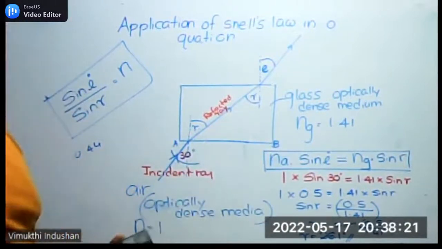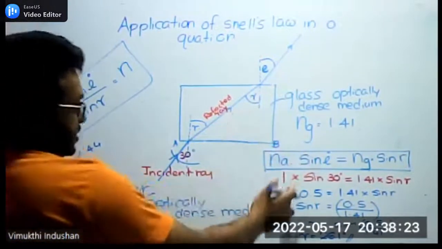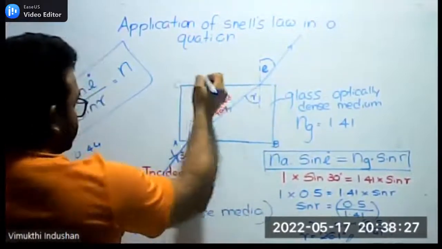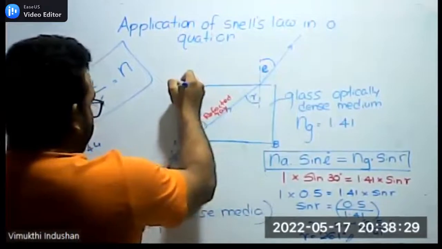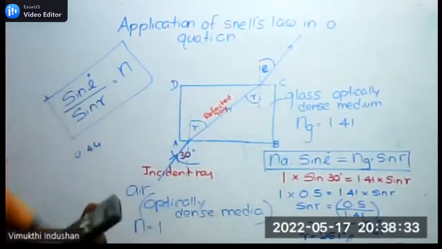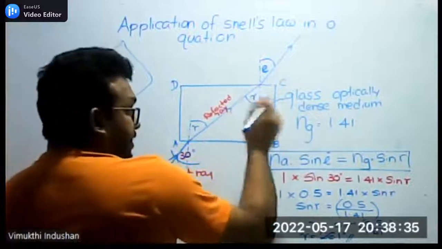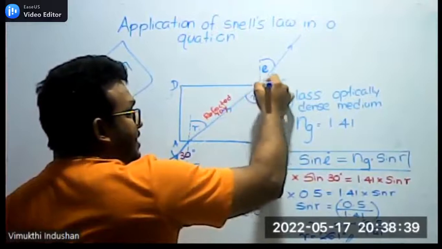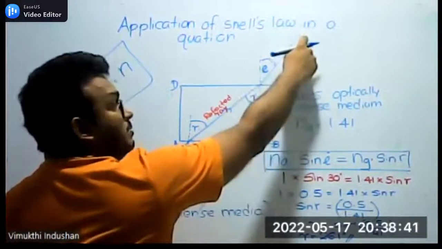Now you can try applying Snell's law to this interface as well. If I name it the CD interface, you can see this refracted ray travels inside the first medium, and there is a place where it goes to the second medium.